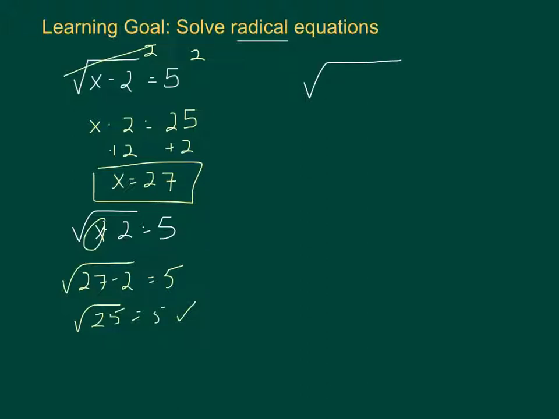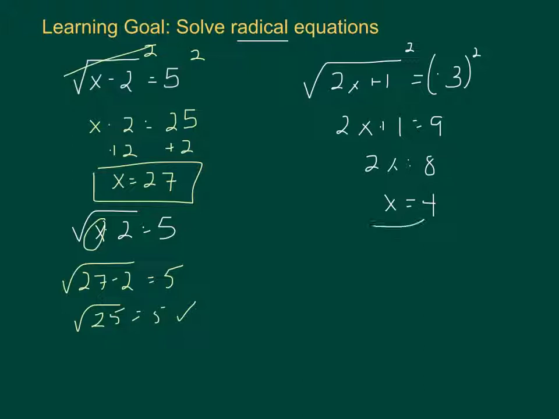If I had the square root of 2x plus 1 equals negative 3, if I go to square both sides on this, I'll get 2x plus 1 equals 9, and then I get 2x equals 8, and then I get x equals 4. But when I plug this back in, 2 times 4 is 8, plus 1 is 9. The square root of 9 is not negative 3. There is no solution to this problem.